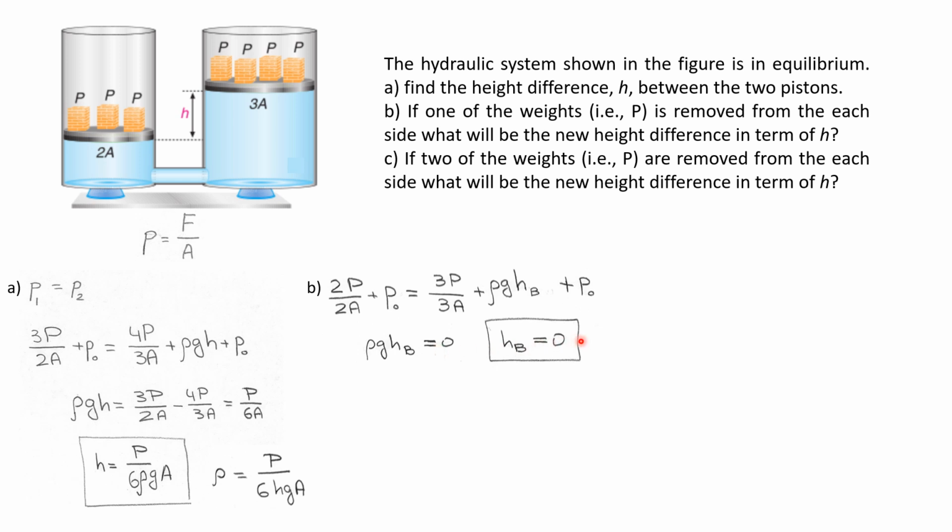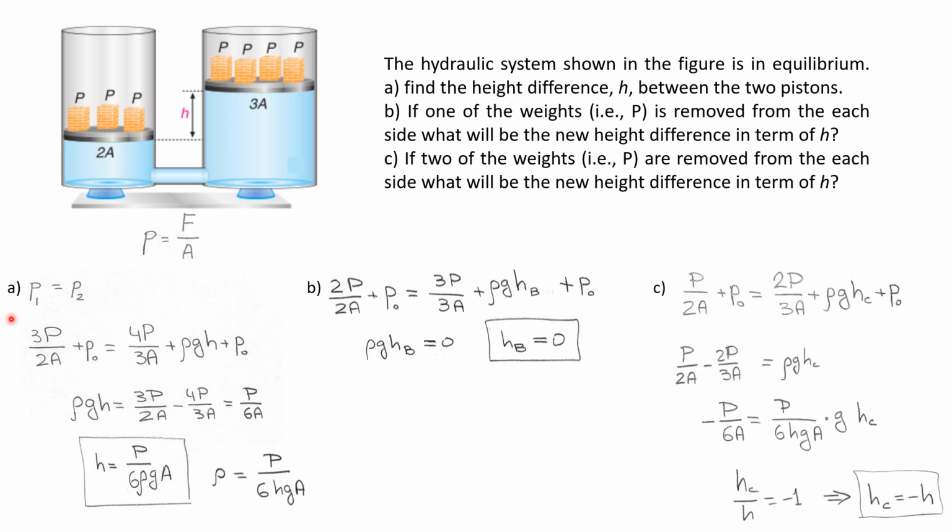Now, that means HB is 0. So there is going to be no height difference. These two pistons are going to be at the same level. And that's the answer for part B. Now, let's look at part C. Again, it's the same equation as here, but we're going to remove 2P. So if I remove 2P from here, it's just going to become P.